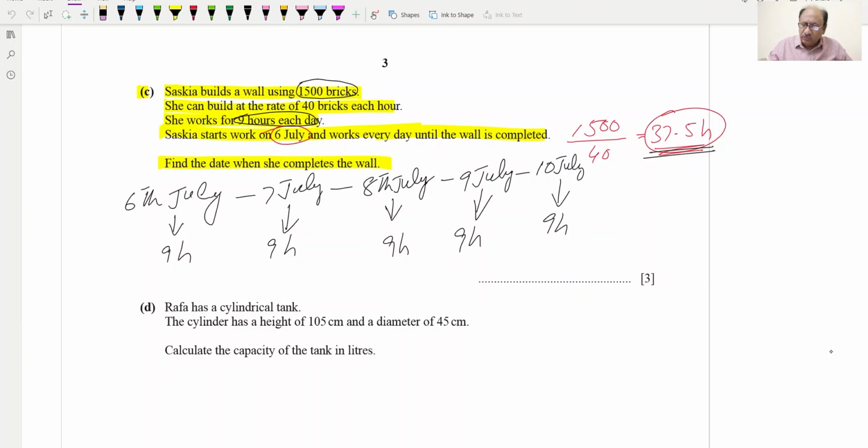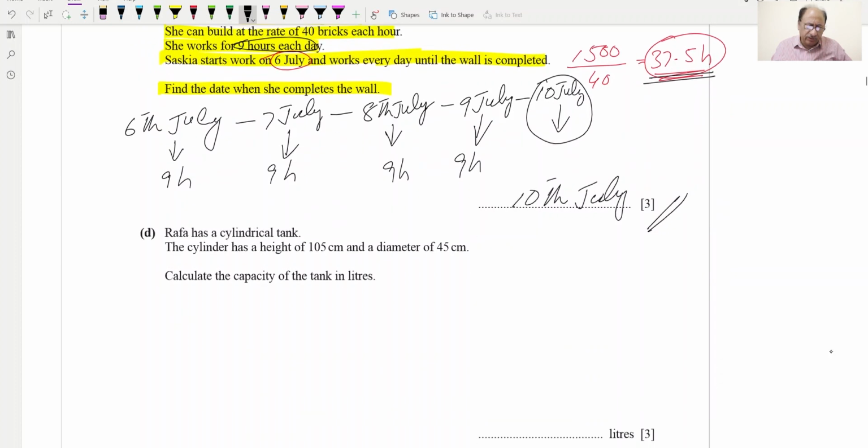So 10th July also she has to work and find the date when she completes it. So the date will be 10th July, we can write here 10th July will be the completion date. This is how we can check. This is the 3-mark question which we have done.